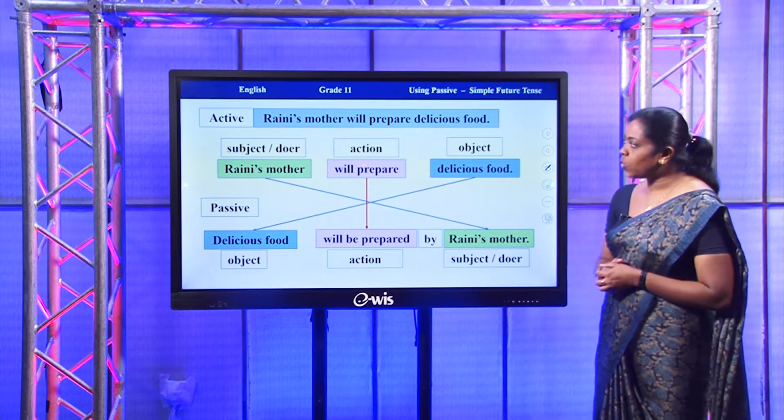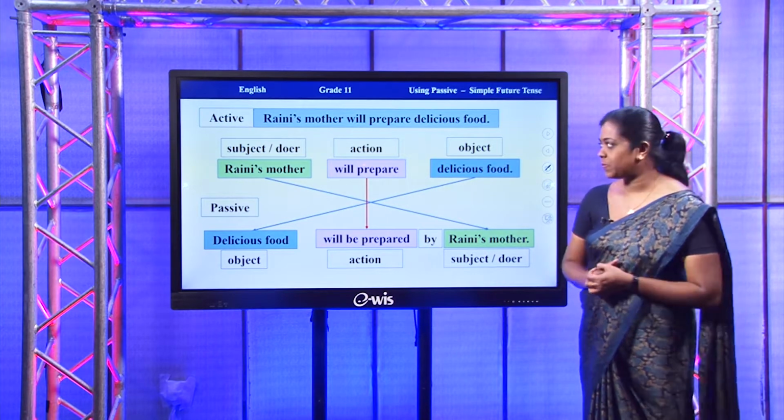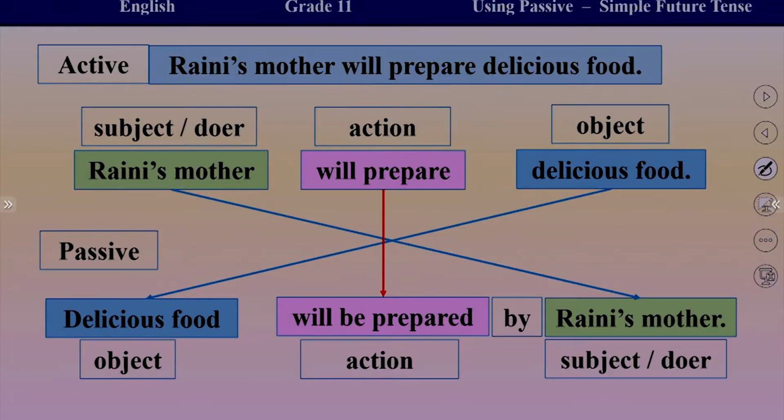Right. So what is the subject of this sentence? Raine's mother. She is the doer. And what is the action? Will prepare. Simple future. Therefore, I'm using the base form of the verb along with the helping verb will. What will she prepare? Delicious food. So you know that that is the object.